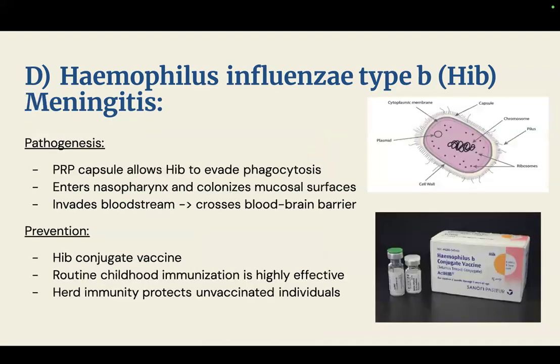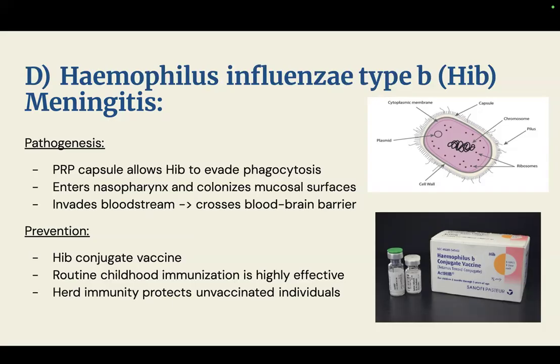Haemophilus influenzae type B, or HIB, causes meningitis by using several key virulence strategies. The most important feature is its PRP capsule, which allows the bacteria to evade phagocytosis and survive long enough to spread in the body. HIB usually begins by entering the upper respiratory tract through inhaled droplets, and once it reaches the nasopharynx, it can colonize the mucosal surface because of its capsule. Because of its capsule, the immune system has a hard time clearing it at this early stage.